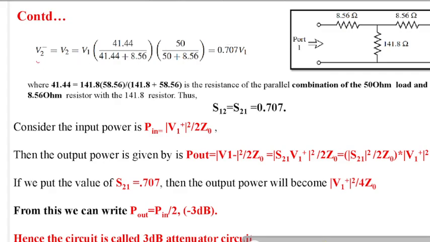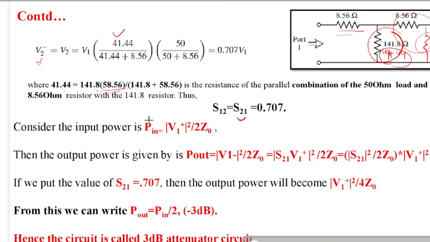Next, how this 41.44 came, I have also written here. It is the parallel combination of 141.8 and 58.56. So it is coming from here: the 50 ohm is connected here, so this one and this one are in series. The parallel of that comes as 41.44. So this effective resistance becomes 41.44, and with this one the voltage divider rule is applied. Next, S12 and S21 are both the same.